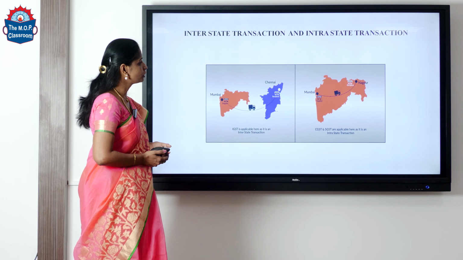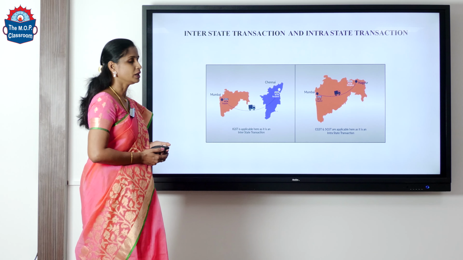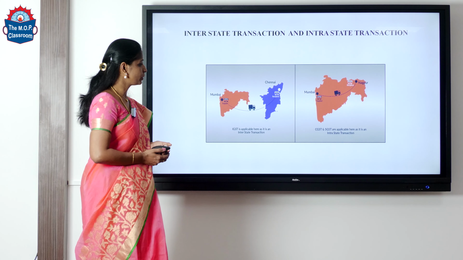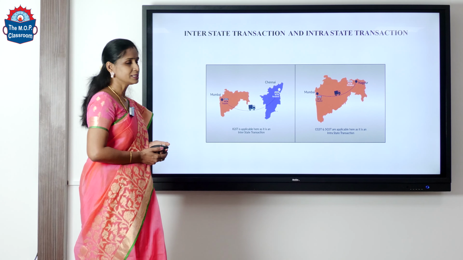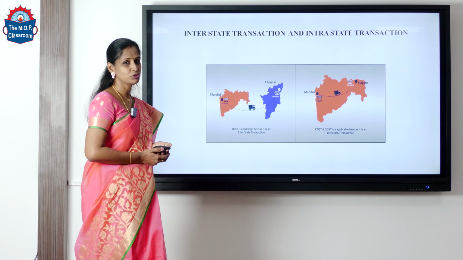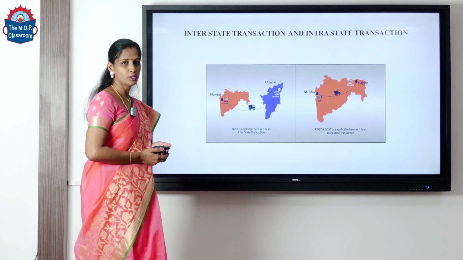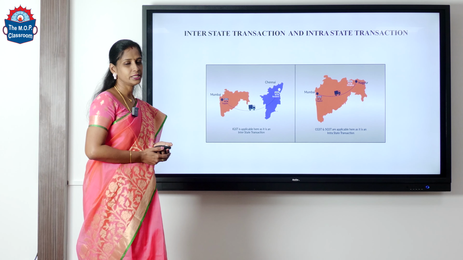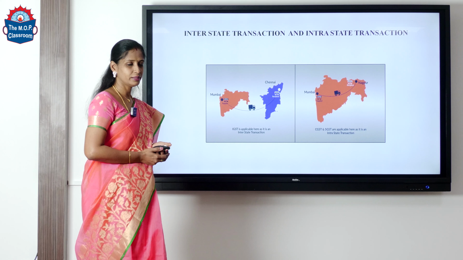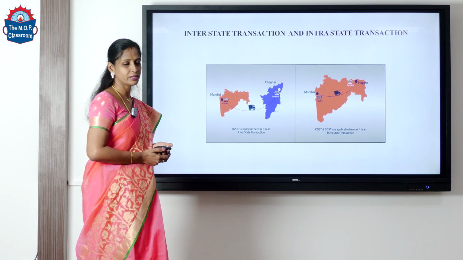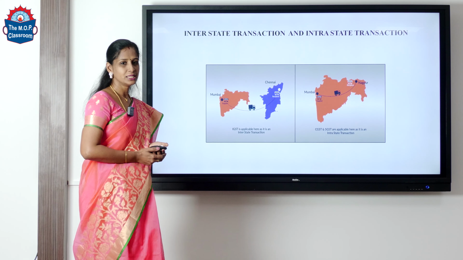And here the next figure shows an intrastate transaction. Here you can notice Mumbai and Nagpur both belong to Maharashtra. So it is a transaction happening within the same state of Maharashtra. So here what happens is that CGST and SGST will be collected and that will be sent to the treasury of the central government as well as the treasury of the state government.